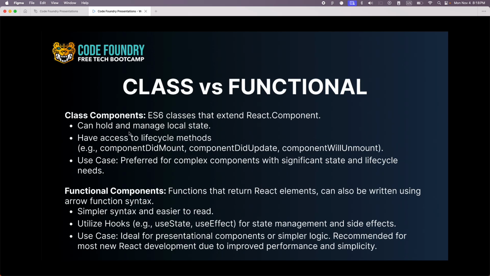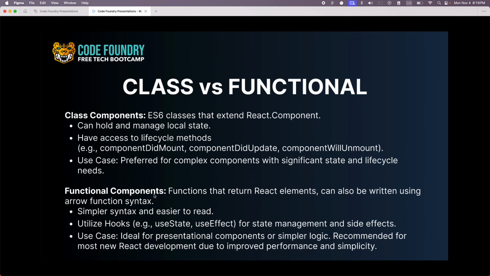Now there are two different types of components. There are class components. Class components essentially hold and manage local state. They have access to lifecycle methods, which are different methods or functions that you can use to determine different states of the component in the browser. They're typically used for more complex components, and they have a lot more complexity when you're defining them.